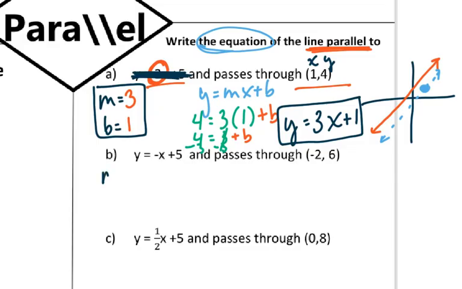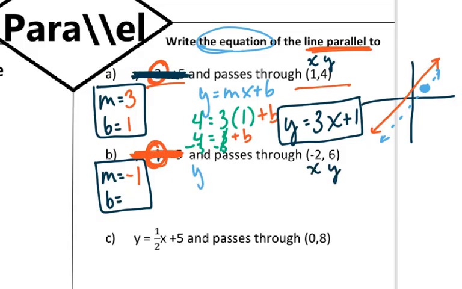So again, we need the equation. An equation will have an M equals, and it will have a B equals. In my original line, we are taking the slope. Parallel means take the slope. Once you take the slope, we're going to get rid of that line. I don't care about that anymore. I have the slope. We're good. But I do need these points to be able to plug them into y equals mx plus b. So y is 6, m is -1, x is -2 plus b.